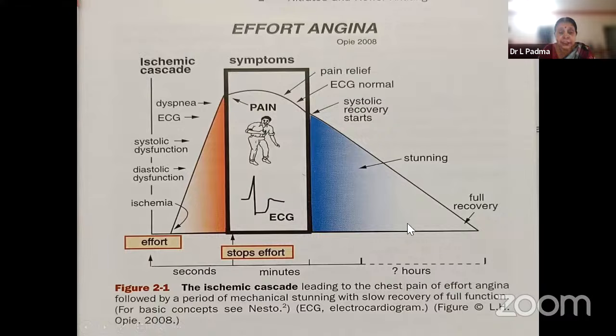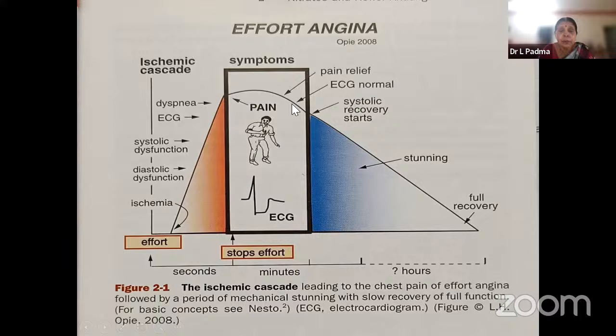What all changes can take place? In effort angina, first there is ischemia, then diastolic dysfunction, then systolic dysfunction, then dyspnea, which comprises the ischemic cascade. And the symptoms of pain are at the dyspneic level, whereas ECG changes are already taking place earlier. So you have to find out the moment the patient is feeling discomfort, so that you are completely recovering the myocardium.